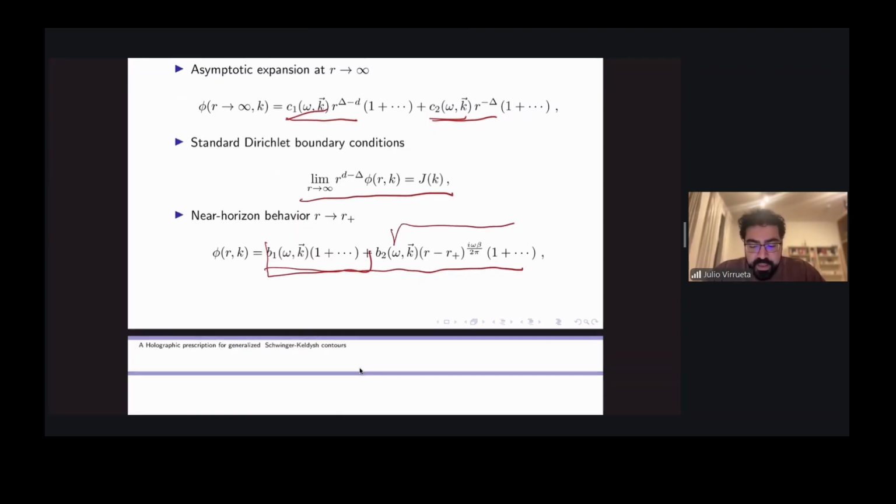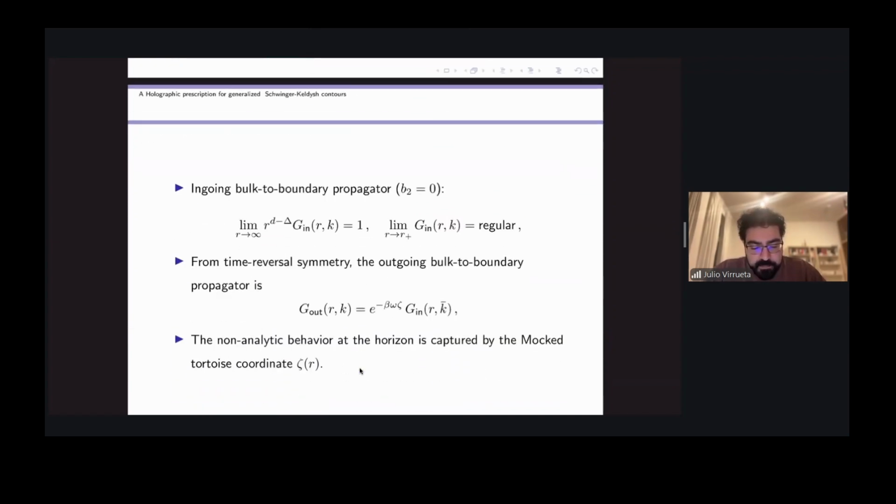This other one is the interesting one because it has this prefactor, which precisely is non-analytic. As I complexify r and move it across the horizon, this will produce different phases. And notice it's proportional to the temperature, so this precisely captures the fact that the black hole is the correct dual for a thermal state.